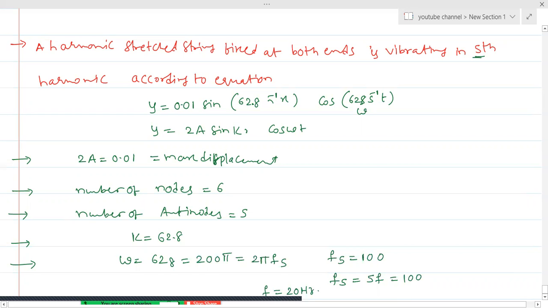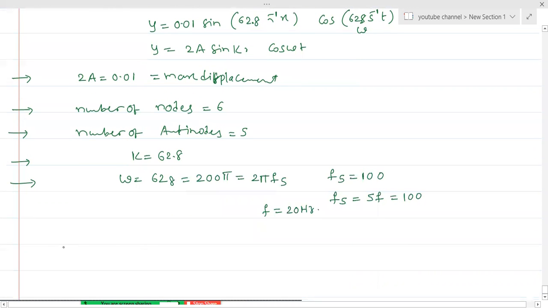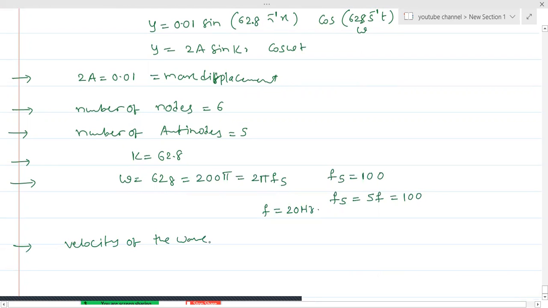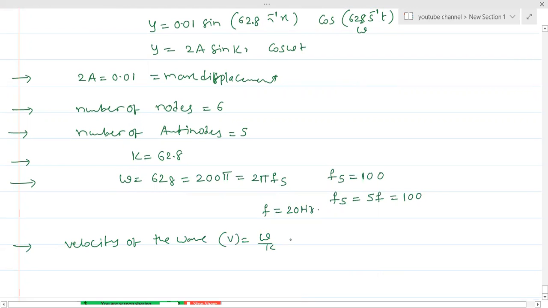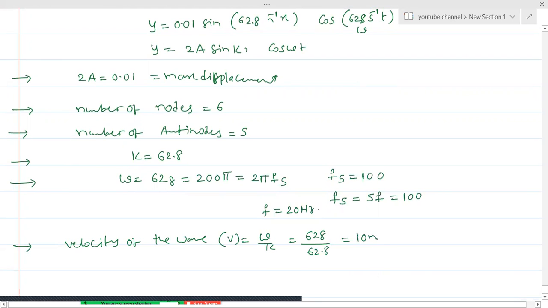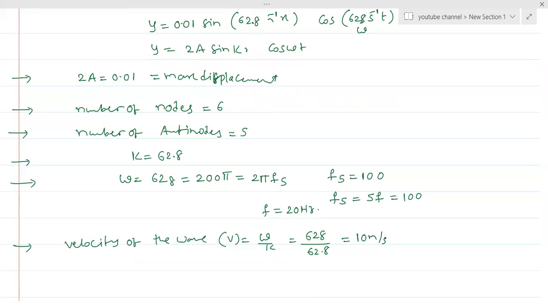Next we are writing the velocity of the wave. When we think of the velocity of the wave, v equivalent to omega by k. Omega is 628 and k is 62.8. Therefore the velocity of the wave is 10 meters per second. So in this way, we will understand about the stationary wave.